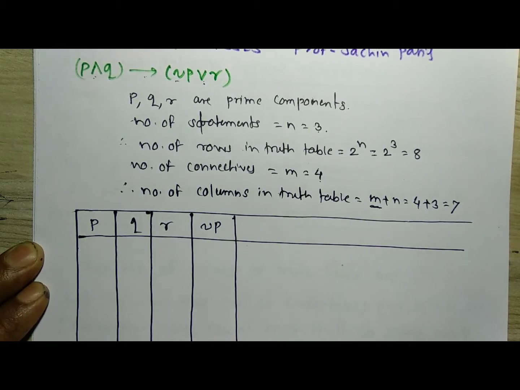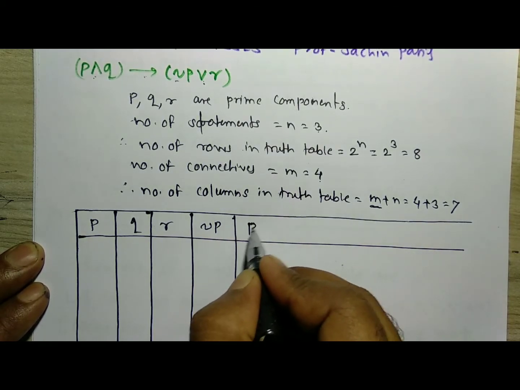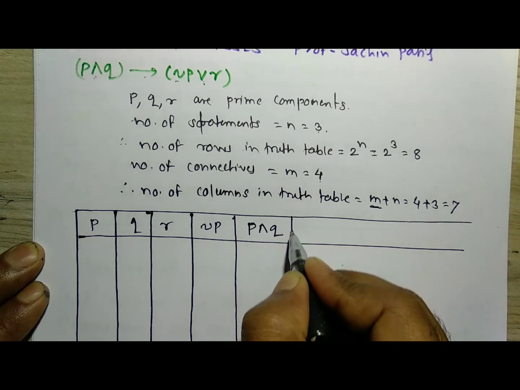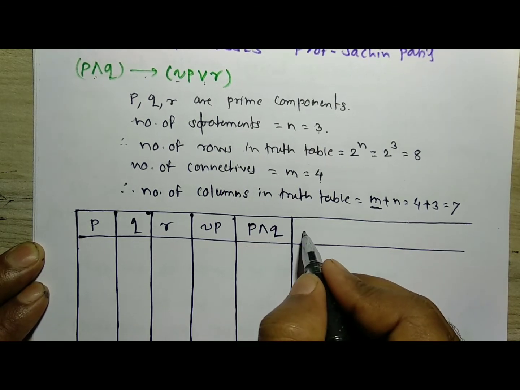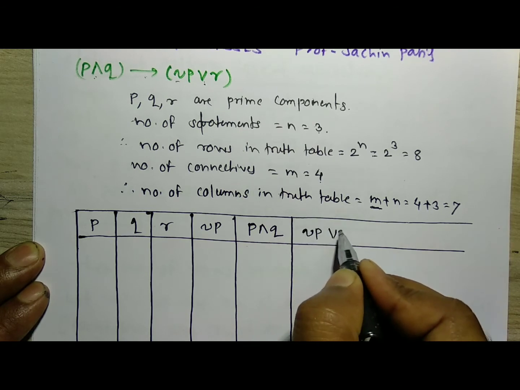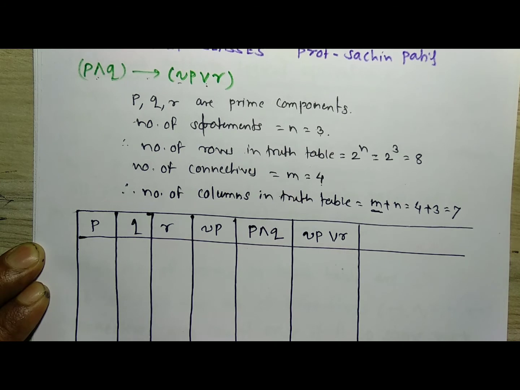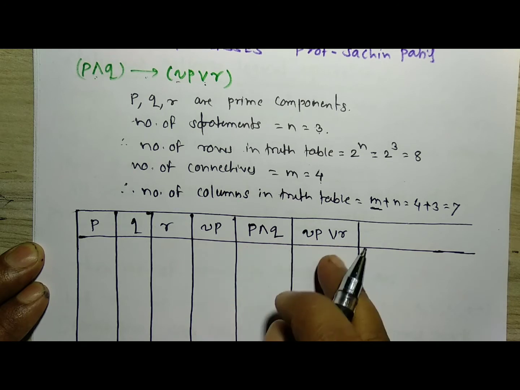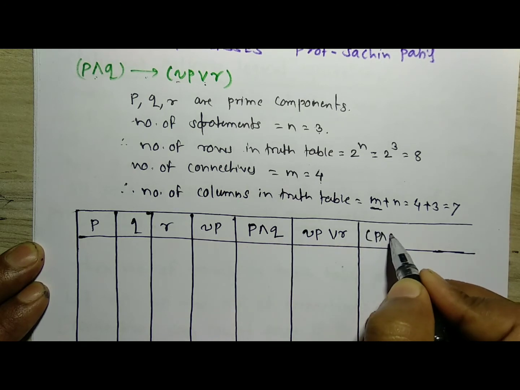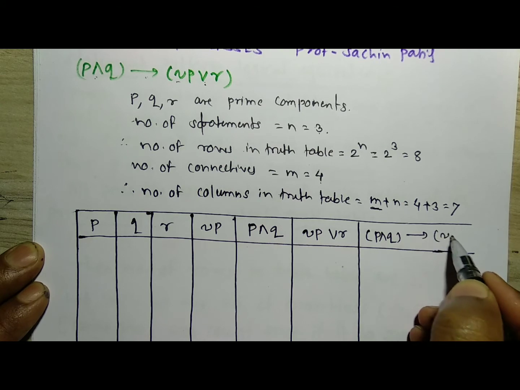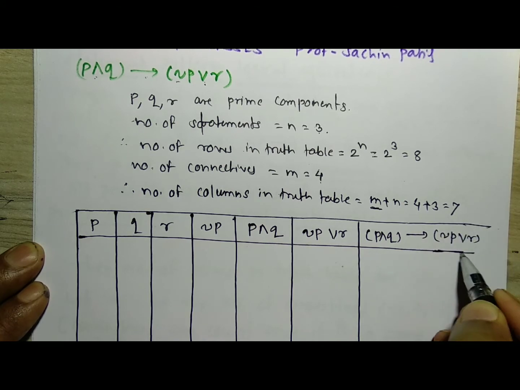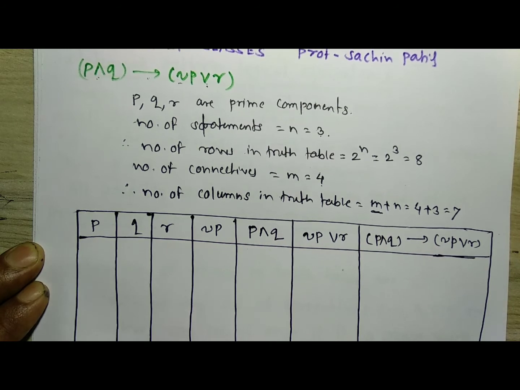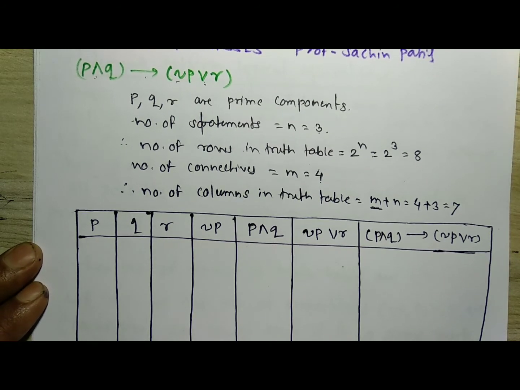Then for the combinations, you take P and Q. Then you take negation of P or R. Our last column, the combination of these 2 columns, is P and Q implies negation P or R. Those are the 7 columns related to that truth table. Right now we are going with the 8 rows.